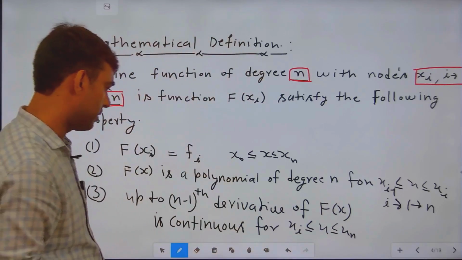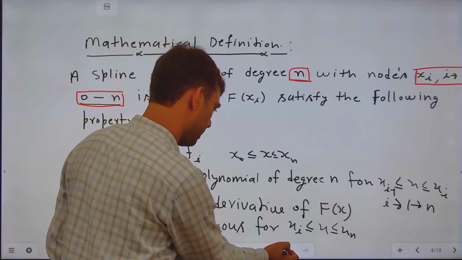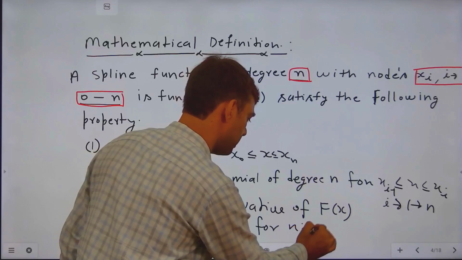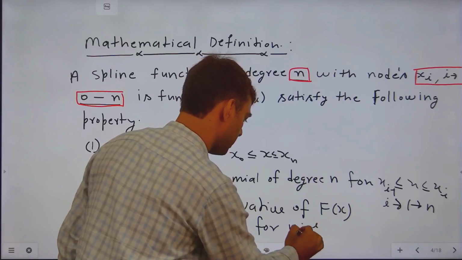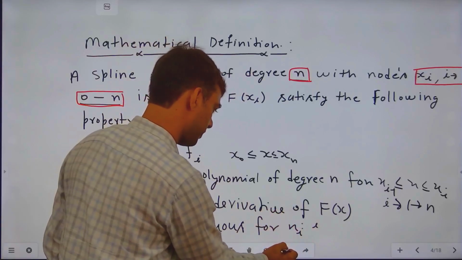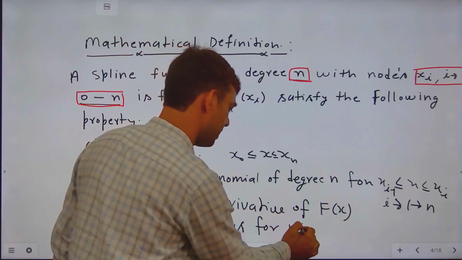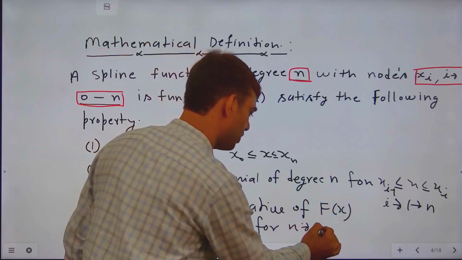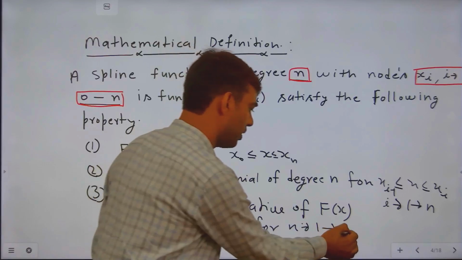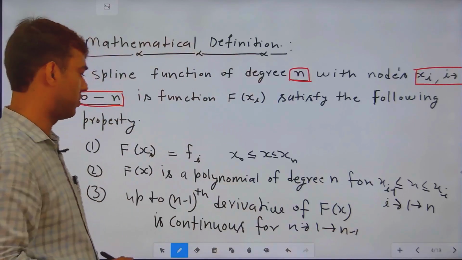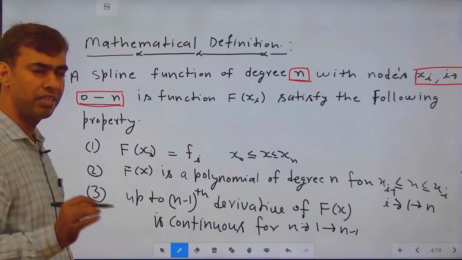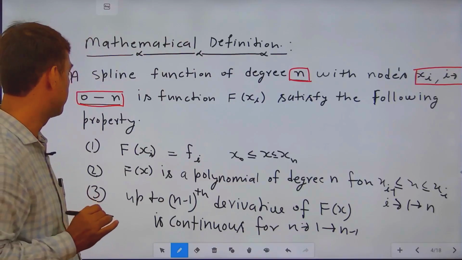For x ranges from x_i, i ranges from 1 to n minus 1, which means internal knots. So this one is a mathematical definition for any spline function.